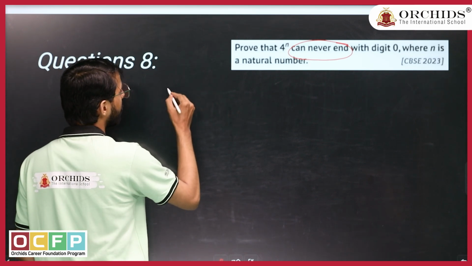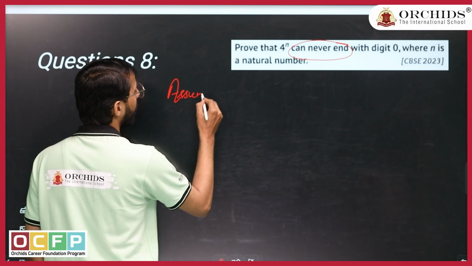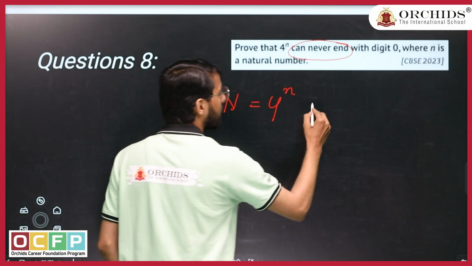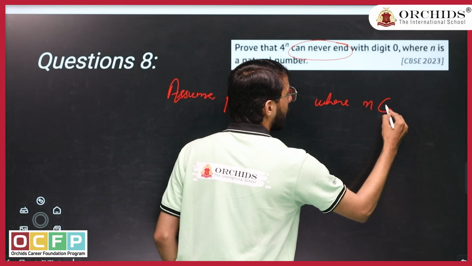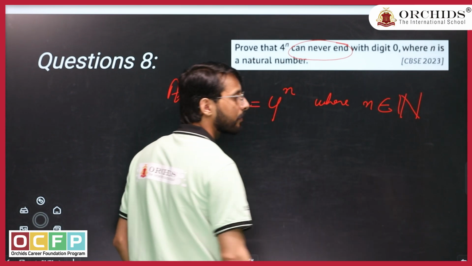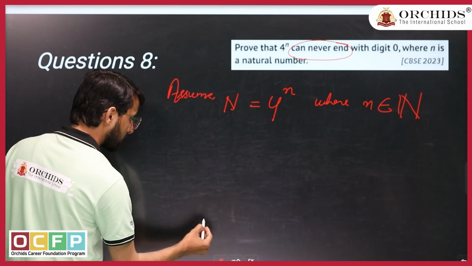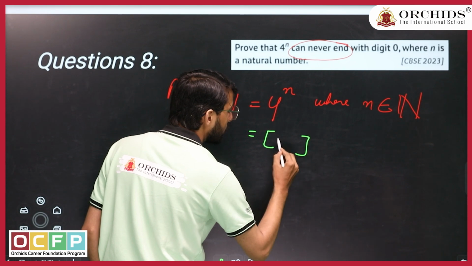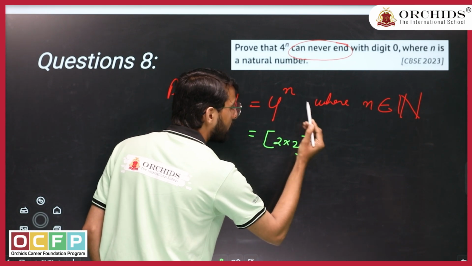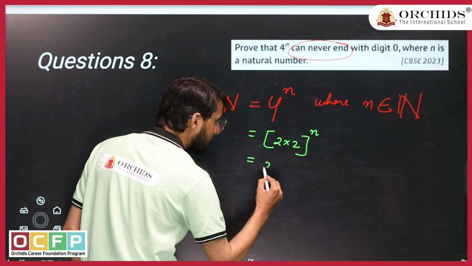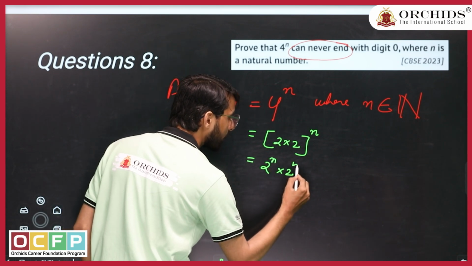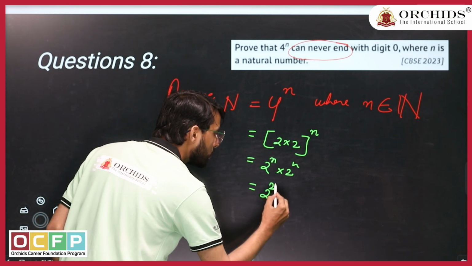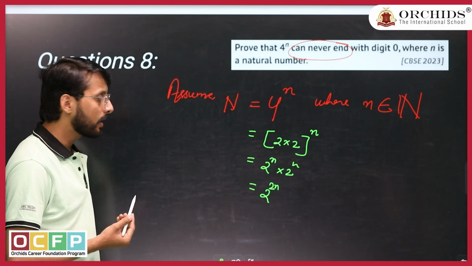So let's break the number. Assume the number equals 4 to the power n, where n belongs to the natural numbers. Now how to break this number? I can write 4 as 2 cross 2, so (2 × 2) to the power n, which can further be broken into 2 power n into 2 power n, correct? Which further you can write as 2 to the power 2n.